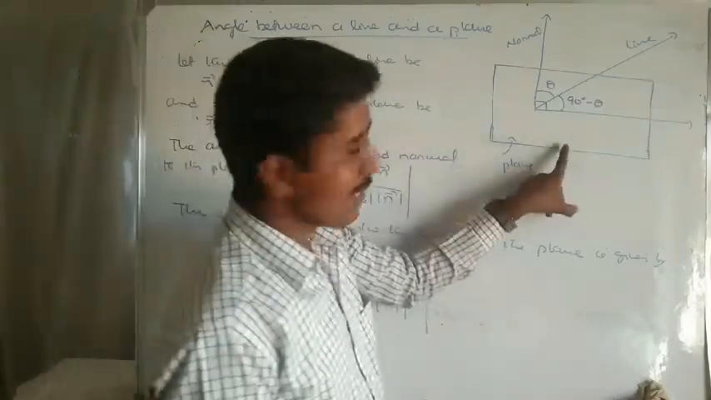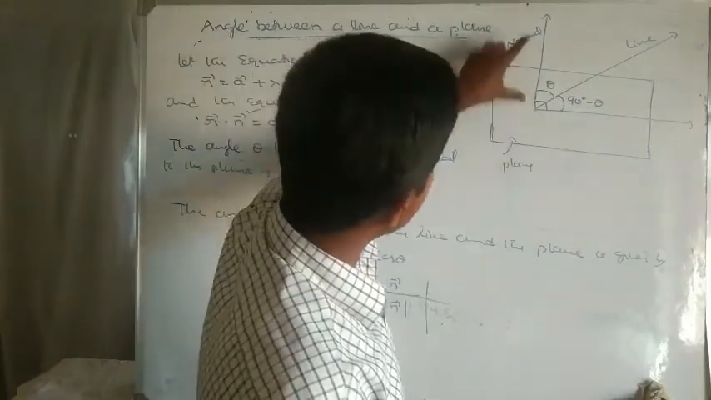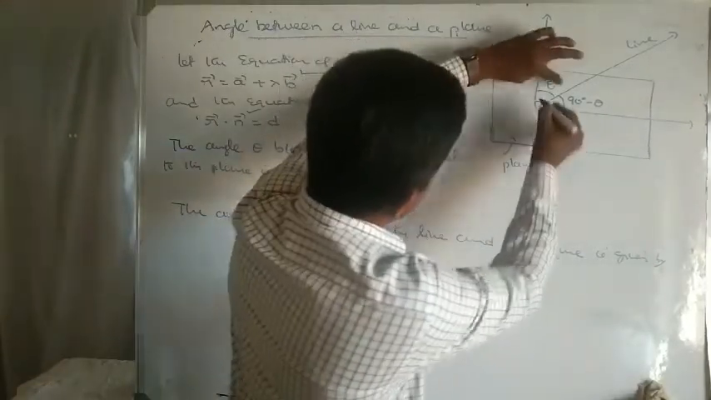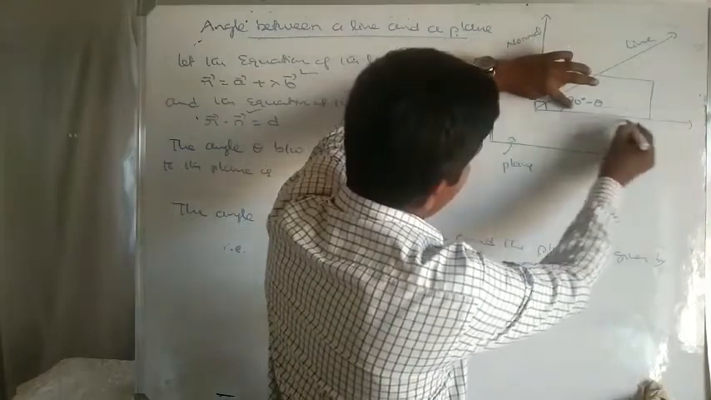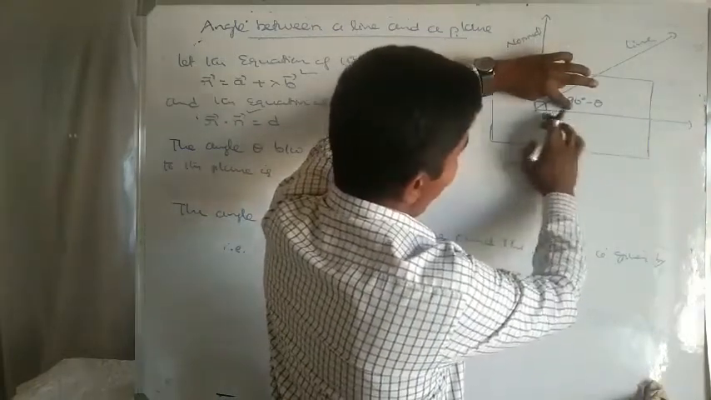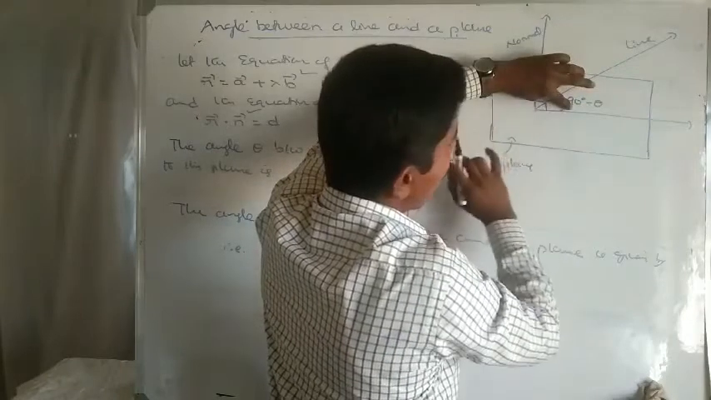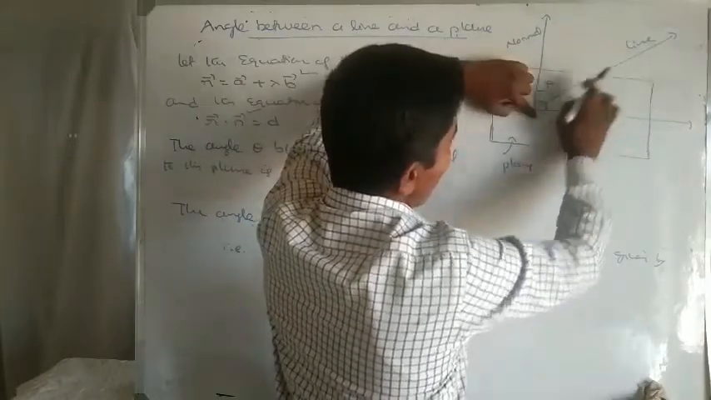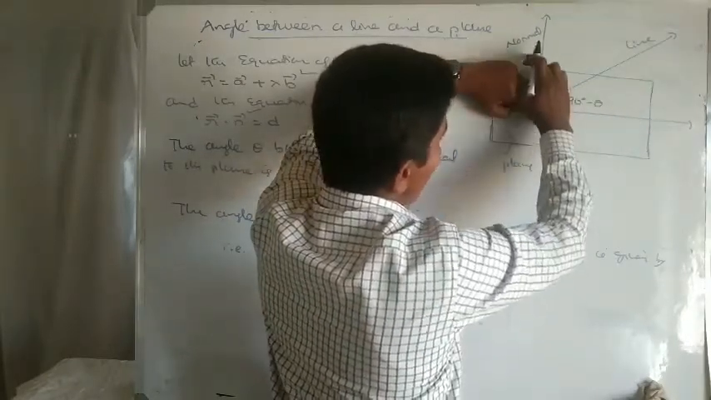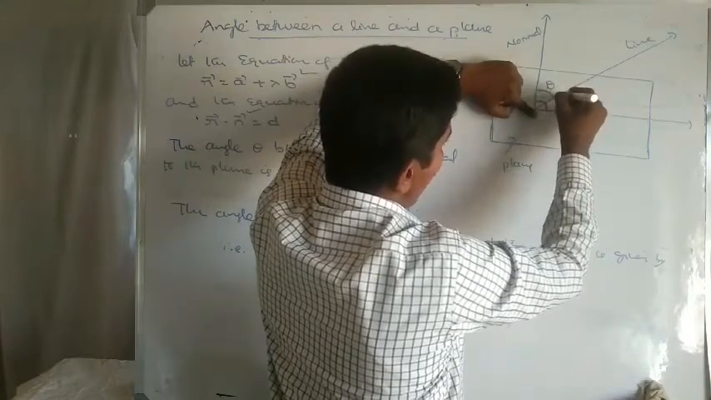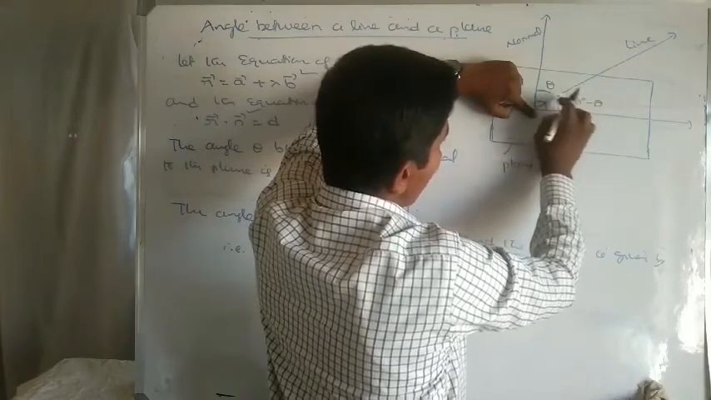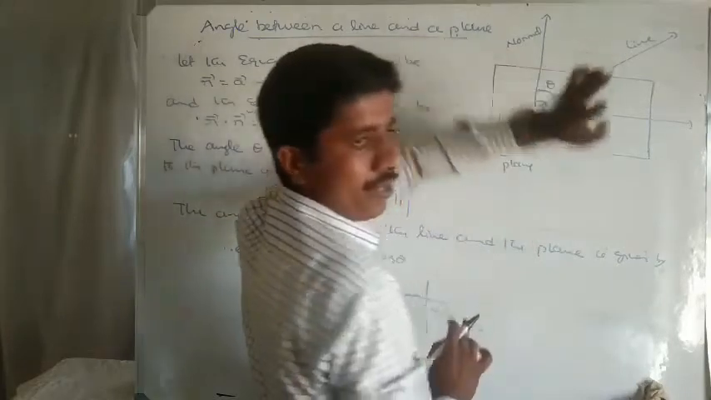This is a plane. Draw a normal to the plane, meaning this line is perpendicular to the plane. In the plane I drew one line here. This is the normal line to the plane, perpendicular to the plane. Draw one line. Take the angle between a line and the normal to the plane. This is theta. Then this becomes 90 degrees minus theta. Got it?